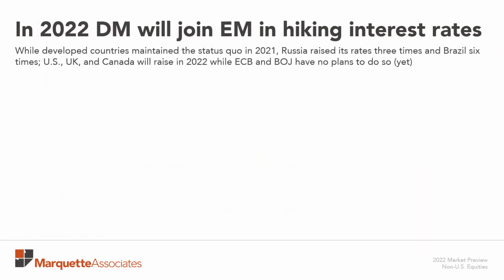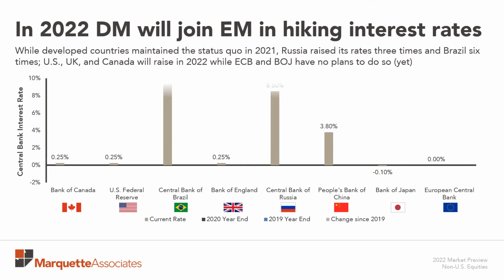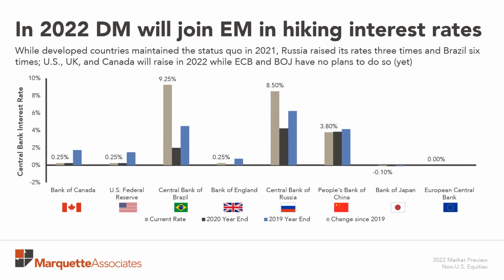The second expectation is higher interest rates. As you likely know, we've been in a very low interest rate environment. In 2021, we actually started to see some emerging countries begin their rate hike cycle. Brazil increased rates by over 4% since 2019, and Russia by roughly 2%. When we update this chart at the end of 2022, we expect developed markets to join the group, with the Fed expected to deliver 4 to 5 rate hikes.